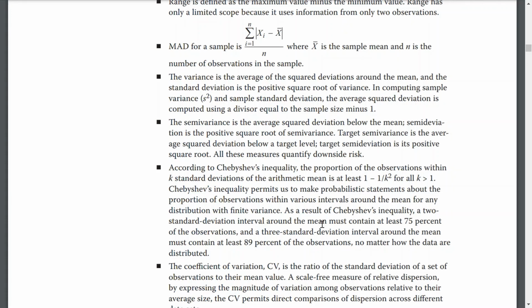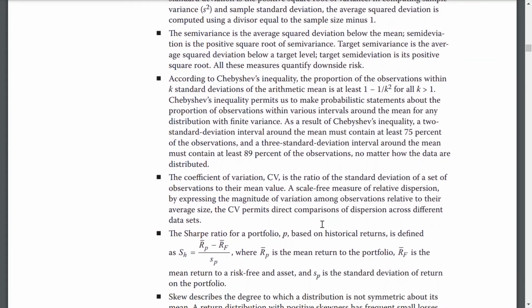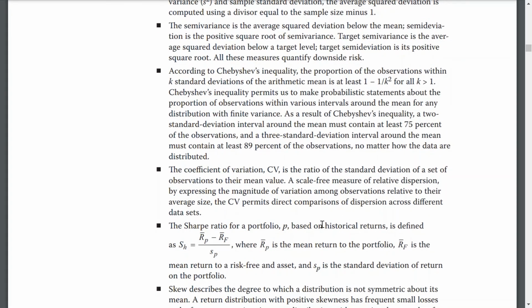According to Chebyshev's inequality, the proportion of observations within k standard deviations of the arithmetic mean is at least 1 minus 1 divided by k squared for all k greater than 1. Chebyshev's inequality permits us to make probabilistic statements about the proportions of observations within various intervals about the mean of any distribution with finite variance. As a result, by Chebyshev's inequality, a 2 standard deviation interval around the mean must contain at least 75% of the observations, and a 3 standard deviation interval around the mean must contain at least 89%. So typically, at the third standard deviation, I should have 99%. At the second, I should have 96%. But this one is different.